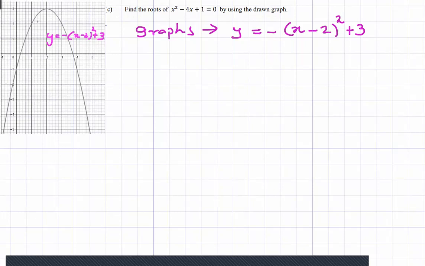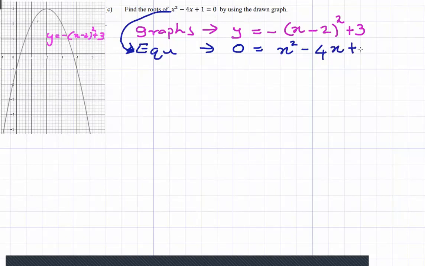And what's the equation you're supposed to solve? Let me write the equation they have given by putting 0 in the left, because in the graph's equation, the x's are in the right. So I'll rewrite putting the x's in the right. So 0 equals what? X squared minus 4x plus 1.